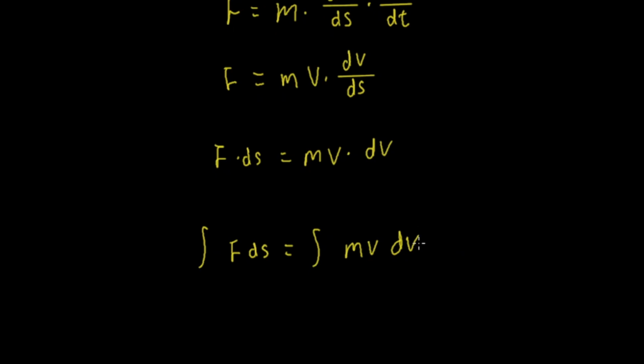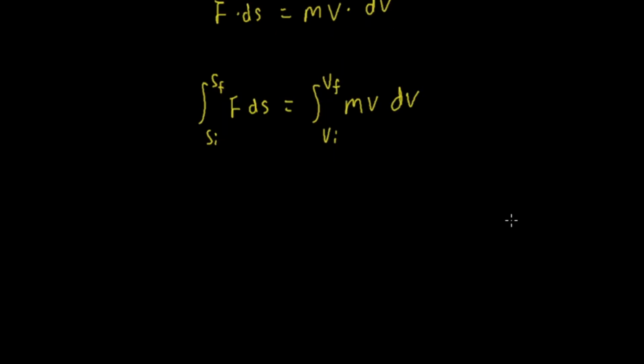Okay, now, what's the lower limit and the upper limit of the integral? On this side, we're integrating ds, so it should be from initial position to final position. On this side, we're integrating dv, so it should be from initial velocity to final velocity.